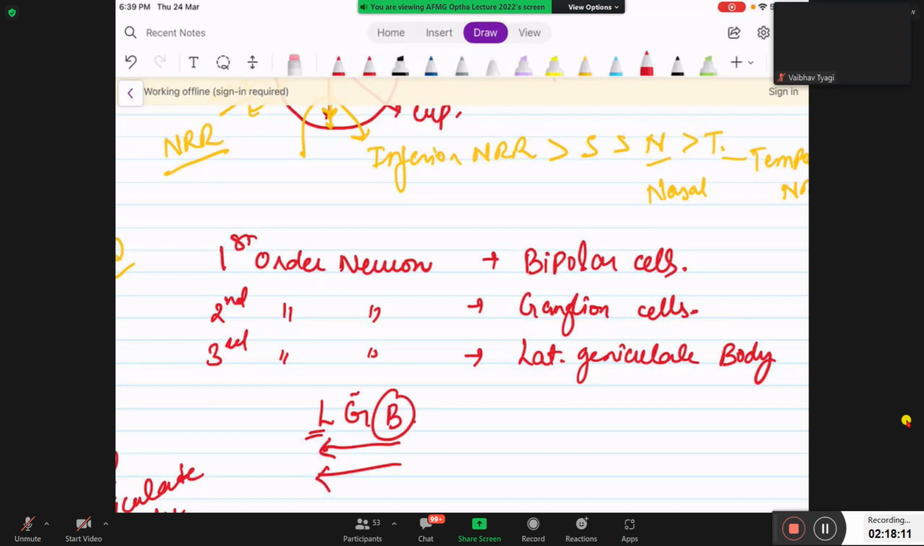Okay? LGB is clear or not? First order, second order? Give me a thumbs up. LGB, and you have to reverse the order. B for bipolar, G for ganglion cells, L for lateral geniculate body. First order neurons, second and third order neurons. Clear?